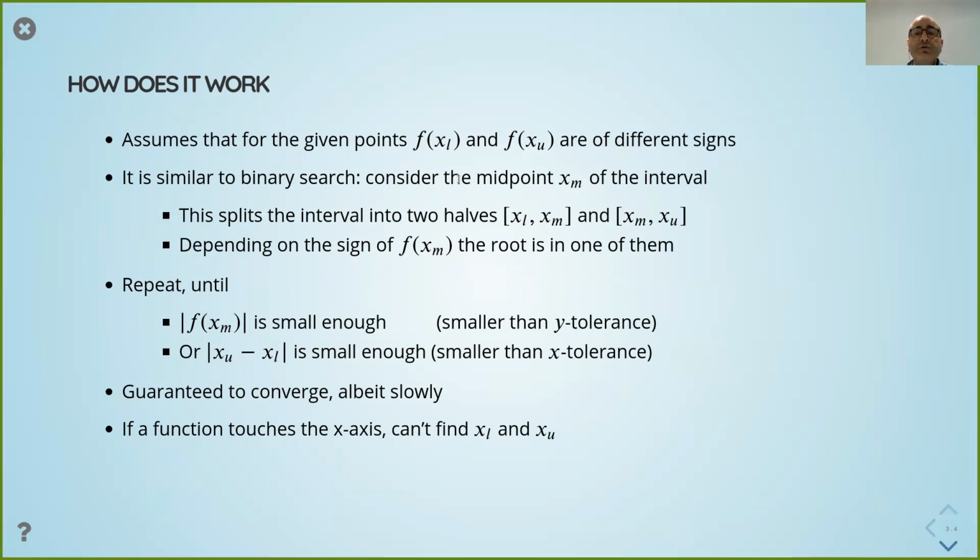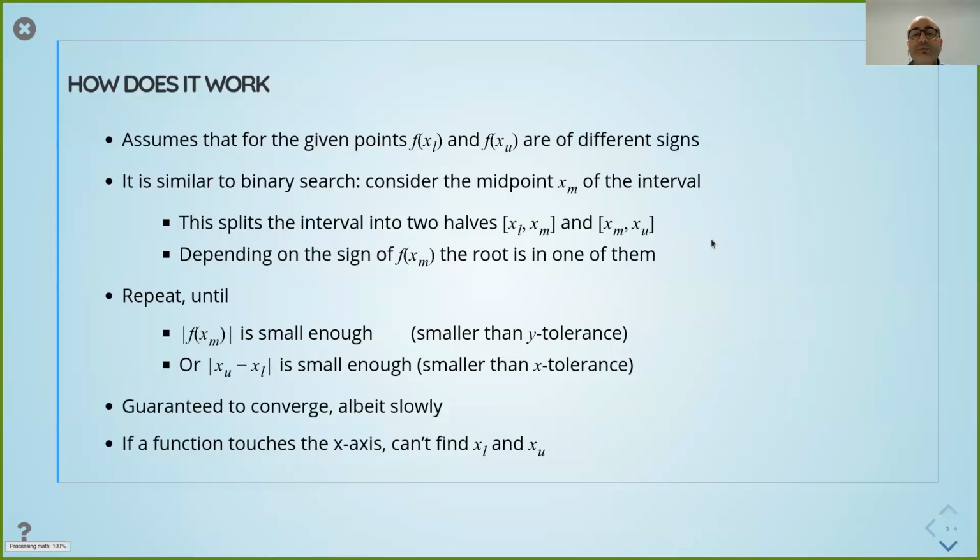Okay, so we're going to assume that we're starting from a good place, meaning we have xl and xu, and f of xl and f of xu are of different signs. So these are inputs to the method, and the inputs have to be good inputs, meaning different signs. What are we going to do? We're going to do something that's very similar to binary search. We're going to aim for the middle of the interval. So let's call it xm. xm is the midpoint between xl and xu. And we're going to check the sign of f of xm. Depending on the sign of f of xm, we're going to be able to determine that a root is present in the first interval versus the second interval.